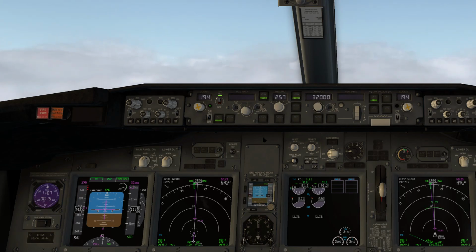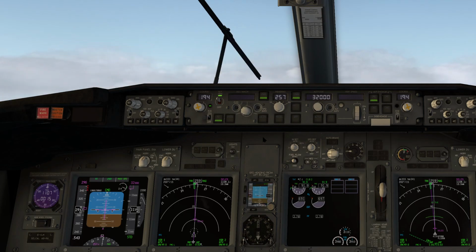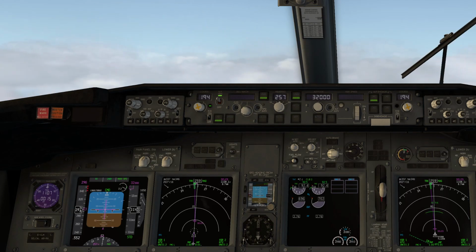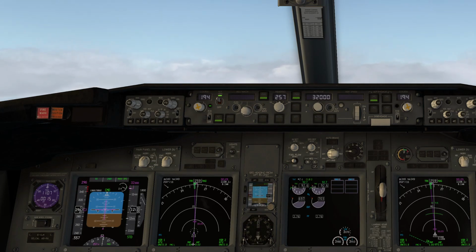So climbing indeed now to flight level 320, and we start cruising, climbing 2,500 feet per minute, not too bad, so decreasing a little, and Dallas with 8 nautical miles away. Keflavik 52.